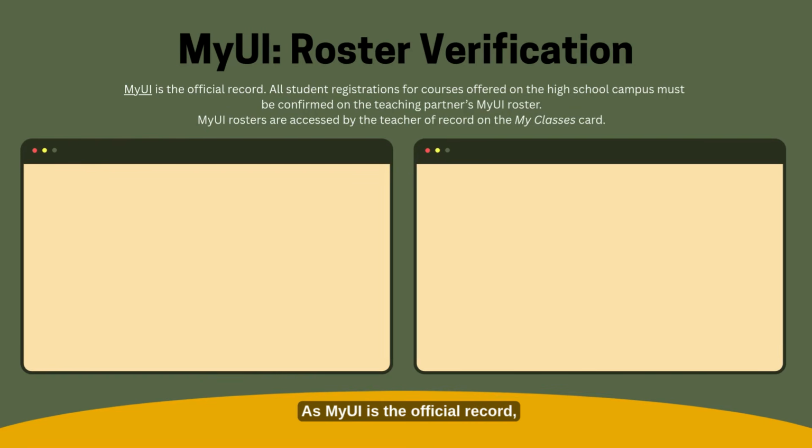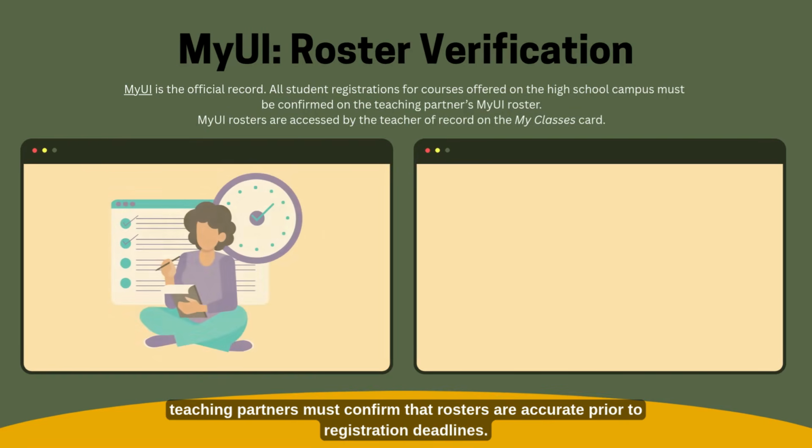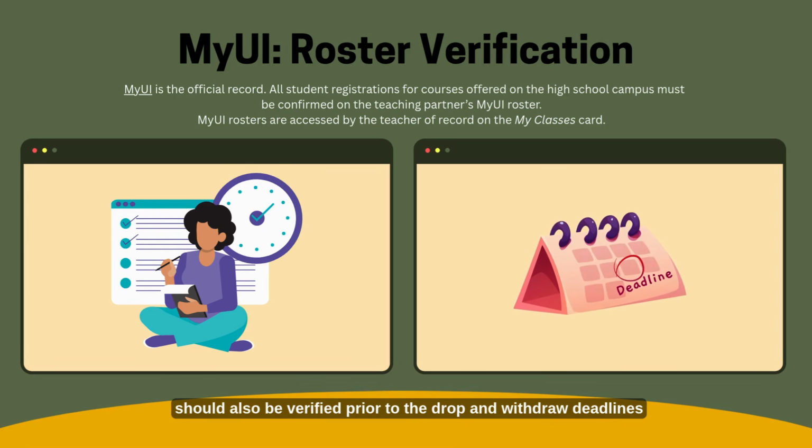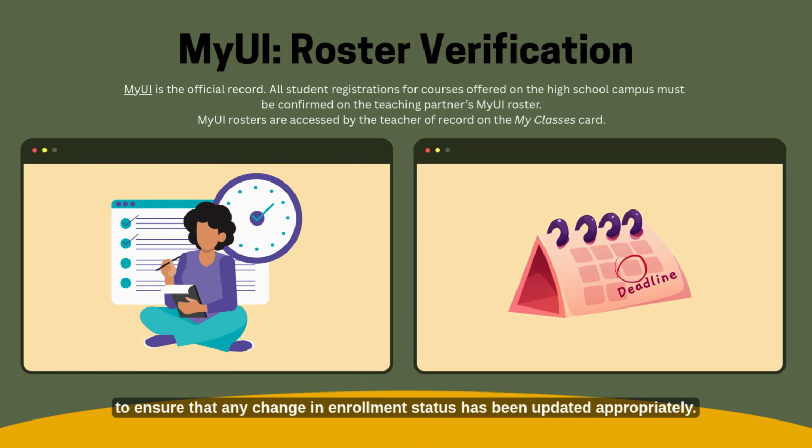As MyUI is the official record, teaching partners must confirm that rosters are accurate prior to registration deadlines. Students not on a MyUI roster at the deadline are not registered and will not receive U of I credit. MyUI rosters should also be verified prior to the drop and withdraw deadlines to ensure that any change in enrollment status has been updated appropriately.